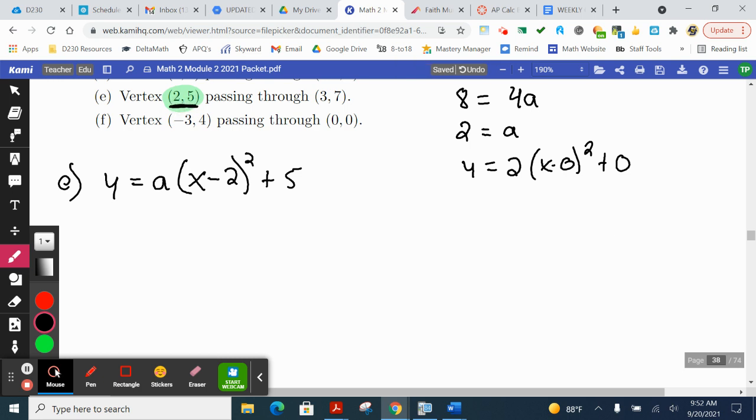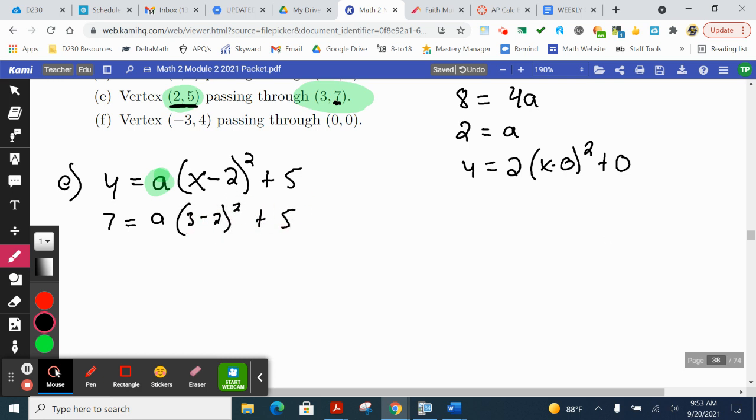That hopefully we can do by just knowing the vertex is 2, 5. But then the question is, how do we figure out what our a is? The only way we can do that is if we have another point that goes through the parabola. Well, that's what this guy is right here. So if I now ask you, what is the y coordinate of the other point that we are given? That's a 7. So I'm going to plug in a 7 into that location. We then need the x coordinate of that point, which is a 3 here. So I'm going to do 3 minus 2.